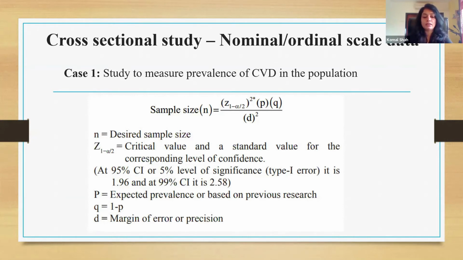The last value that I need in order to solve this equation is d. That is the margin of error or precision. Whatever error is acceptable for my study design, I need to put it over there. Generally, it is considered as 5%. That is my type 1 error.